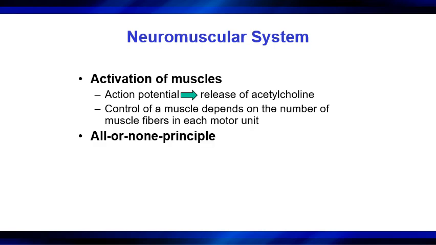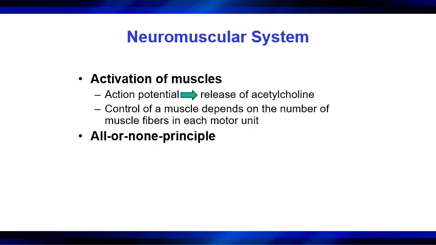Now, motor units work under what's called the all or none principle. What this means is that once there is sufficient stimulation for a motor unit, remember, a motor unit is the motor nerve and the fiber or fibers that it innervates. In most cases, it's more than one muscle fiber. Either all of those fibers contract or none of them contract. That's an important part of this.